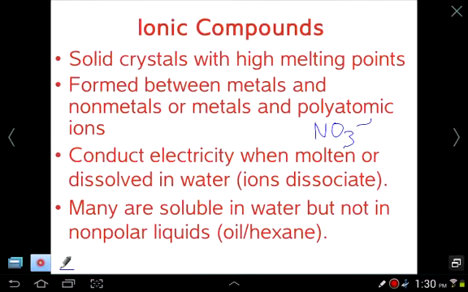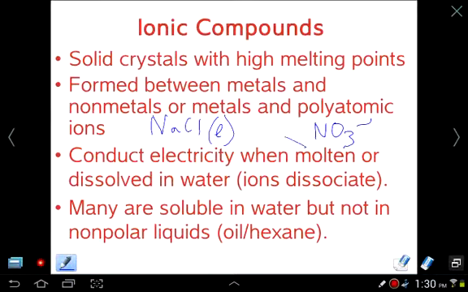So take sodium chloride in the liquid phase. It takes quite a bit of energy to get it to the liquid phase, but it will conduct electricity. This is due to the fact that ions are free to move. Just like ions are free to move in the solution phase, they're also free to move whenever they're molten. Ions dissociate and are able to transfer a charge, therefore conducting electricity.